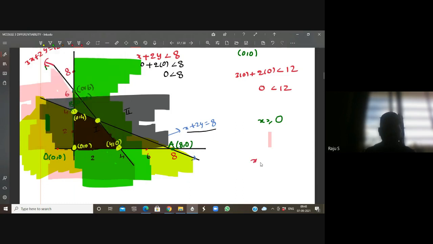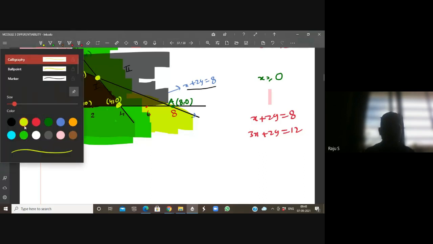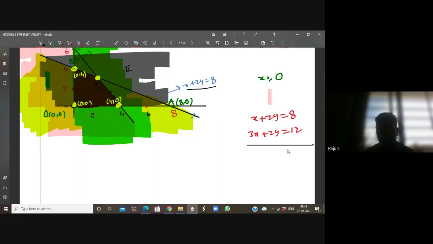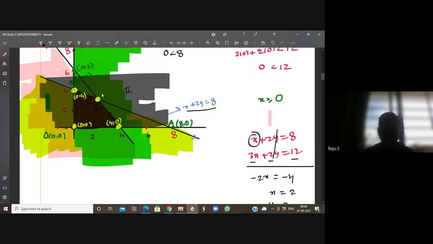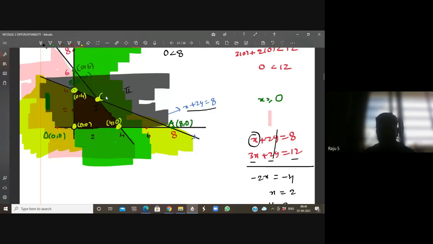So what are the given equations? One is x + 2y = 8, and another one is 3x + 2y = 12. Am I right? Now solving these two equations, we get the corner point. Subtracting, 2y gets cancelled: minus 2x = minus 4, so x = 2. When x = 2, what about the y value? Substitute here: 2 + 2y = 8, so 2y = 6, that is y = 3. So this point is (2, 3).